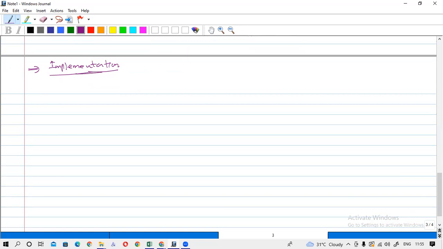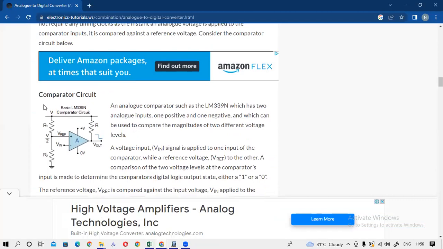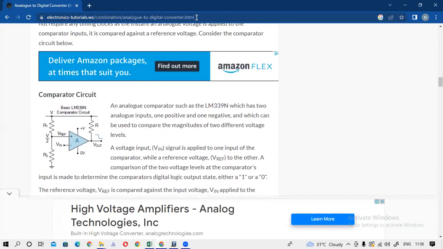So before going to the implementation part, I will go to this. Can you see my website? I am in a website now. Can you see that one? I think you can see it now. Yeah, thank you.